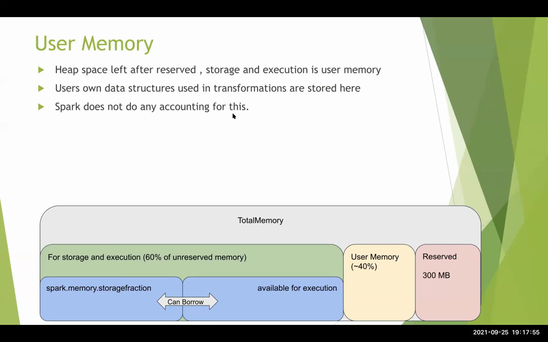Spark does not do any accounting for this. So if you're doing some map operation, and within that map operation you have created some variable or some object, that resides in this user memory. Spark has no role to play there because it's up to you. Spark does not know when you will need it and when you will not. Normally garbage collection kicks in once your map operation is over and that object is no longer needed, and it will automatically get garbage collected through the JVM. So Spark doesn't do any accounting for this itself.